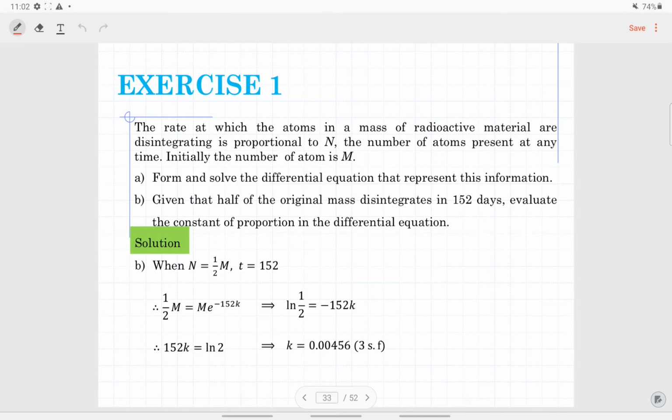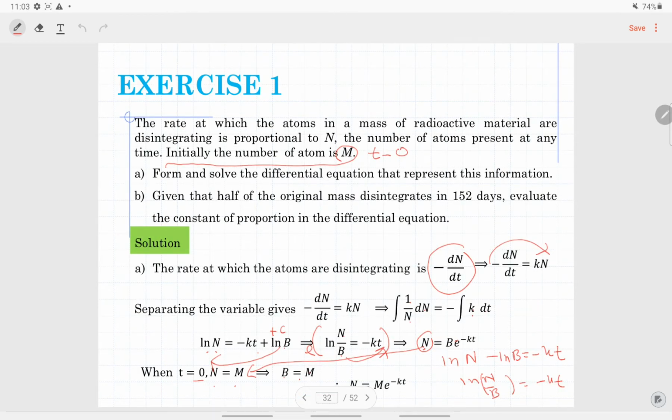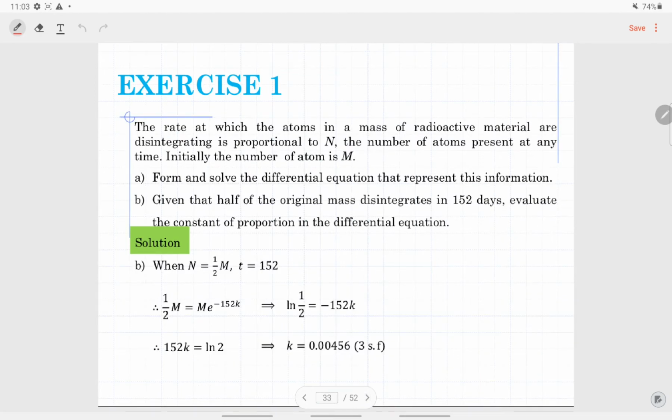The rate at which the atoms in a mass of radioactive material are disintegrating is proportional to n, the number of atoms present at any time initially. Just now we have this, and we can solve this one. And then for B, given that half of the original mass disintegrates in 152 days, evaluate the constant of proportion in the differential equation. So when n is half of the original m, so half of m, then t is 152.